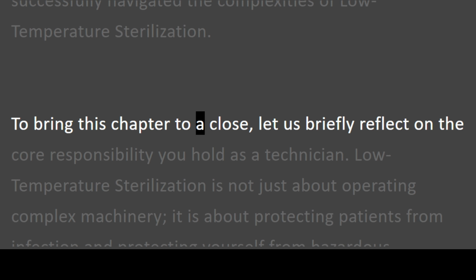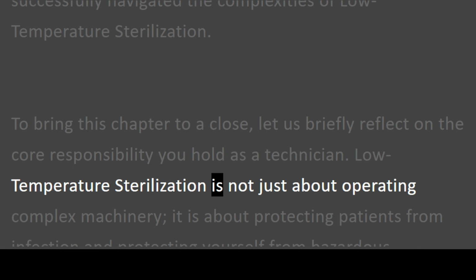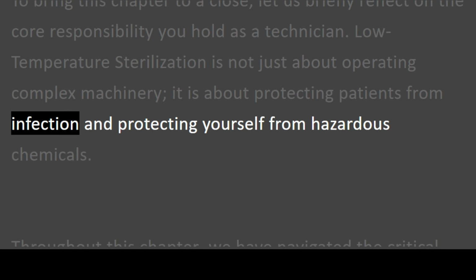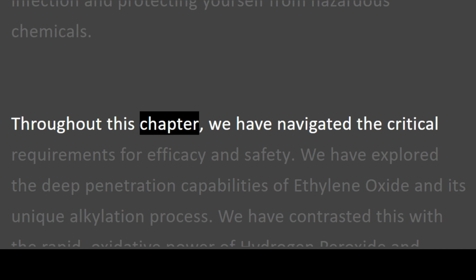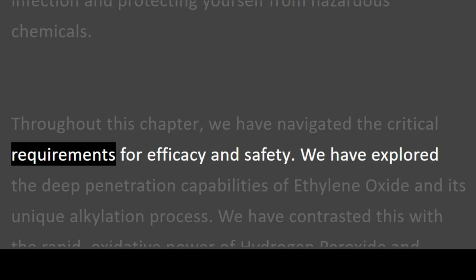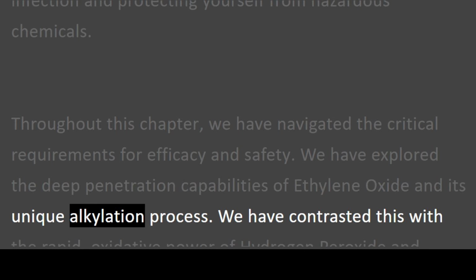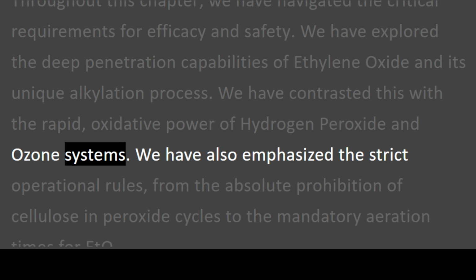To bring this chapter to a close, let us briefly reflect on the core responsibility you hold as a technician. Low-temperature sterilization is not just about operating complex machinery. It is about protecting patients from infection and protecting yourself from hazardous chemicals. Throughout this chapter, we have navigated the critical requirements for efficacy and safety. We have explored the deep penetration capabilities of ethylene oxide and its unique alkylation process. We have contrasted this with the rapid, oxidative power of hydrogen peroxide and ozone systems.